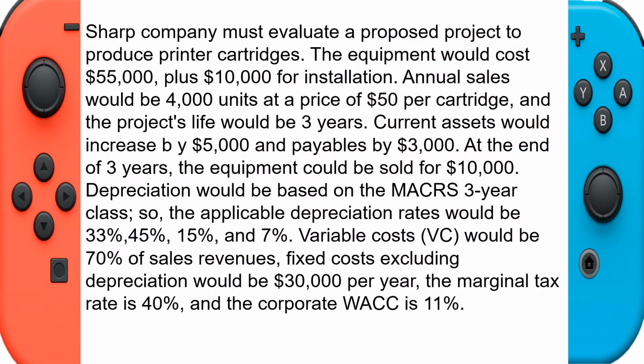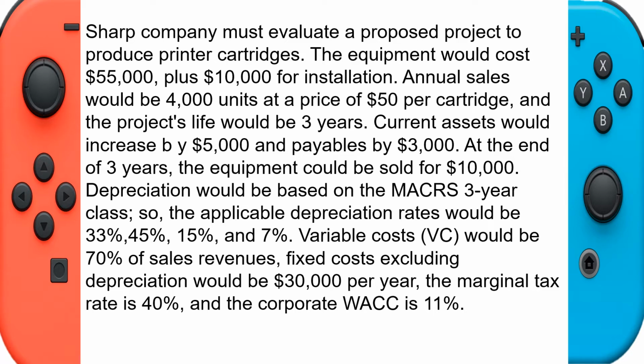Sharp Company must evaluate a proposed project to produce printer cartridges. The equipment would cost $55,000 plus $10,000 for installation. Annual sales would be 4,000 units at a price of $50 per cartridge, and the project's life would be 3 years. Current assets would increase by $5,000 and payables by $3,000. At the end of 3 years, the equipment could be sold for $10,000.